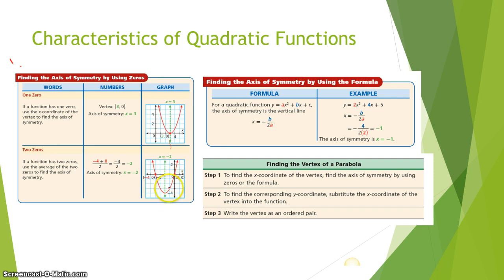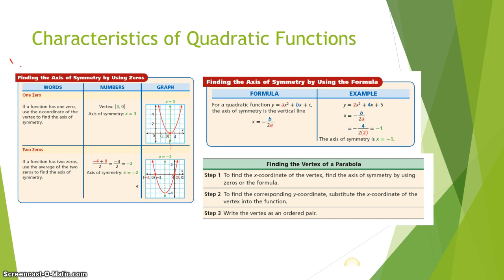When we're looking at the second graph here on the chart, we have two zeros, because notice the parabola crosses 0 at two different points. So it says if a function has two zeros, use the average of the two zeros to find the axis of symmetry. Notice our zeros are at -4, 0 and 0, 0. So you added the zeros together and divided by 2. So the axis of symmetry here is going to be -2, because -4 plus 0 is -4, divided by 2 is -2.